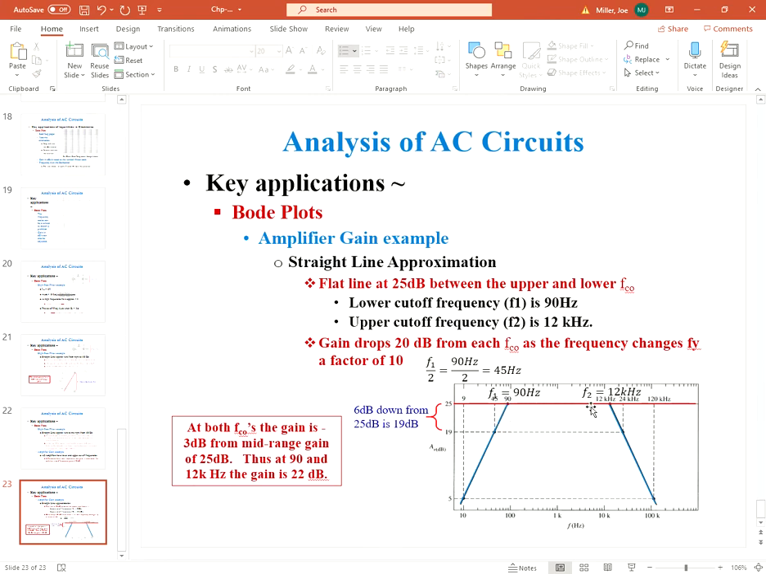And the frequency response of the amplifier goes from the lower knee frequency to the upper knee frequency. That is the bandwidth of the amplifier. So this concludes the second lecture for Learning Module 13.